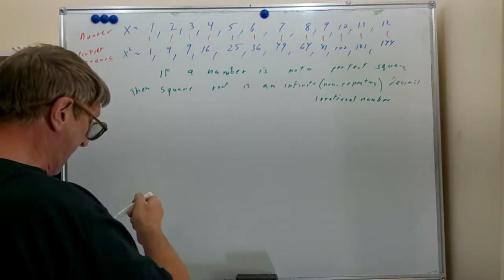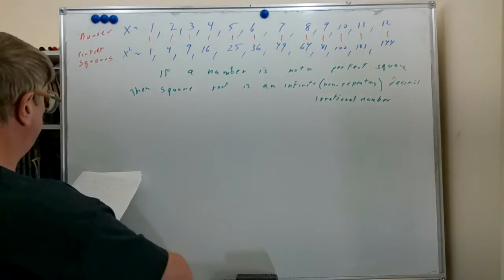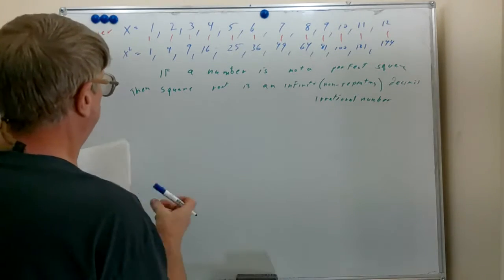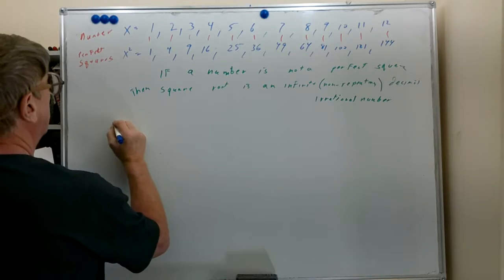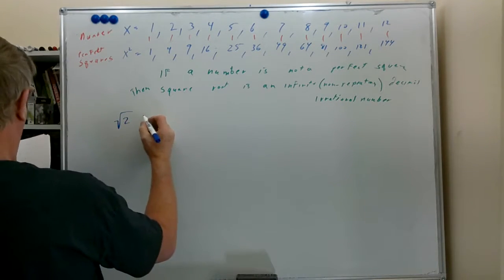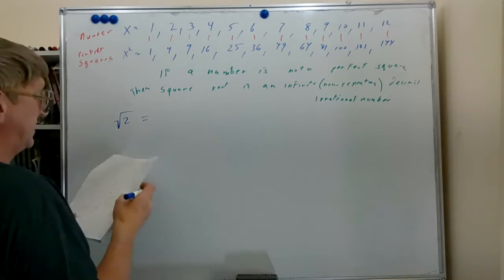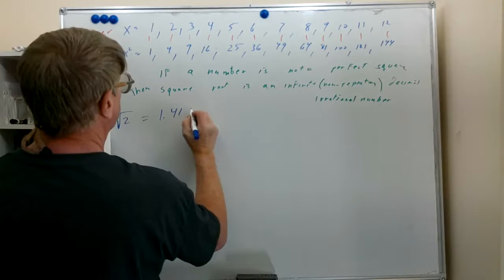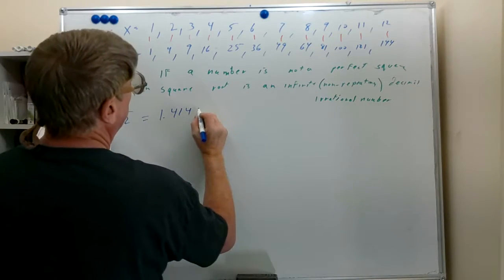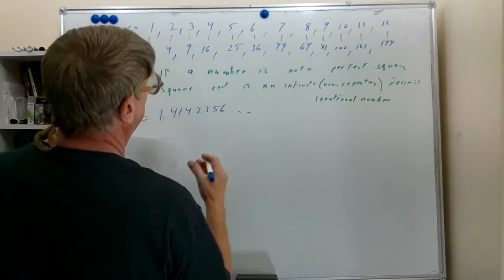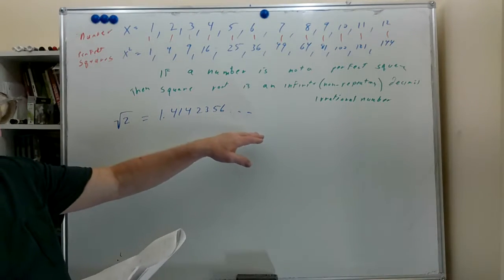We're going to give you some examples of non-repeating numbers. The square root of 2. Well, when you put that in your calculator, 1.41423 5, 6, it'll go on forever, and no pattern will ever develop.